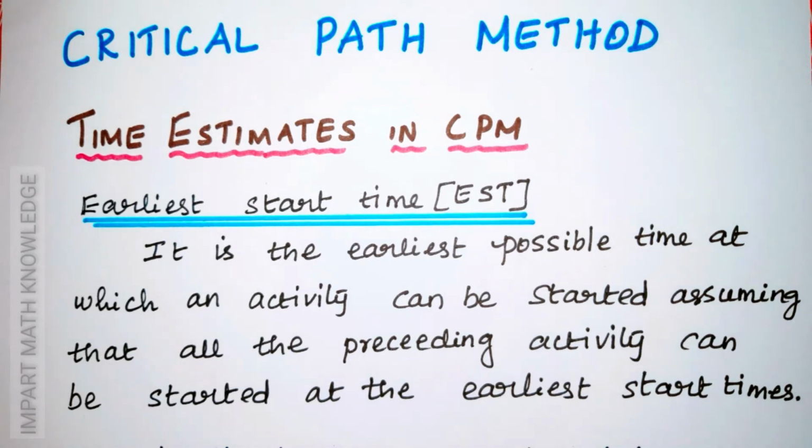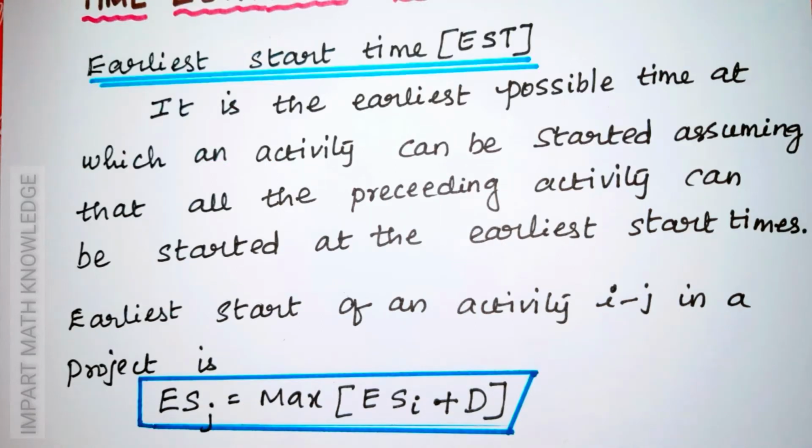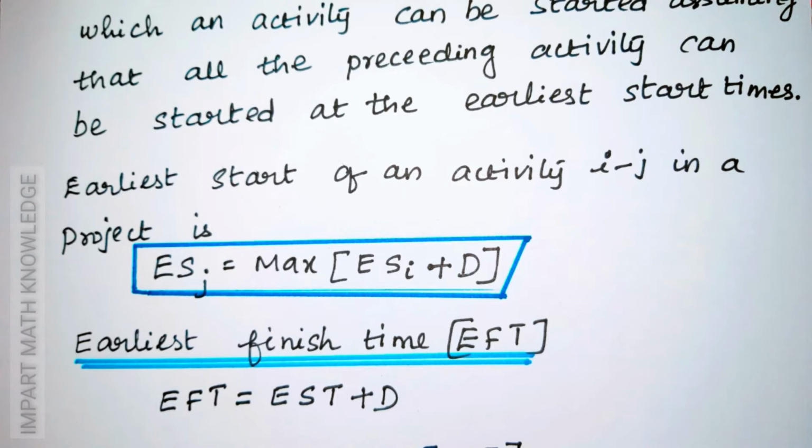Earliest start time is the earliest possible time at which an activity can be started, assuming that all the preceding activities can be started at the earliest start times. Earliest start time of jth node is equal to the maximum of the earliest start time of ith node plus the duration for that particular activity. Earliest finish time is earliest start time plus duration. This method of calculation we call forward pass calculation. In this case, we have to add the duration. If you have more than one node, we have to select the maximum value.